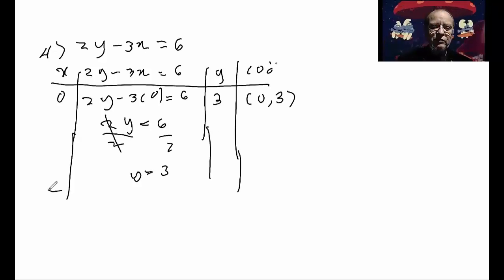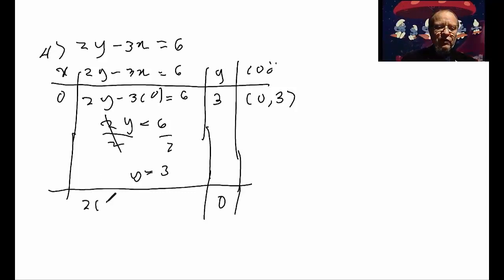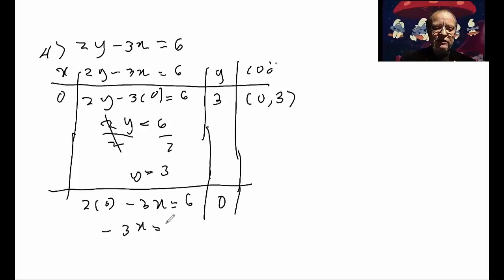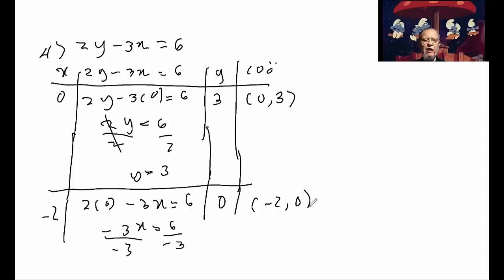Similarly, as we did before, we'll set the y equal to 0 in order to find the x-intercept. So we have 2 times 0 minus 3x is equal to 6. So that's minus 3x is equal to 6. Divide by negative 3, divide by negative 3. So this is negative 2, and that means our coordinate is negative 2, 0. Now we can return to the PowerPoint and show what this would look like on a graph.